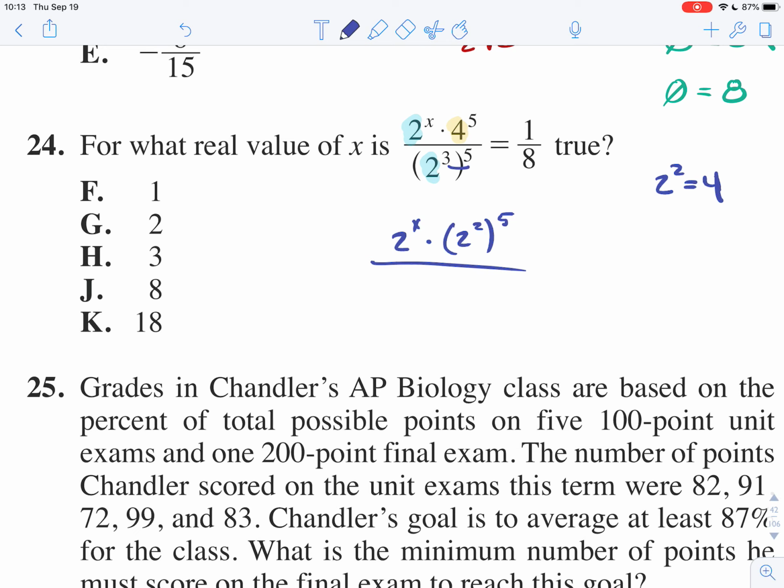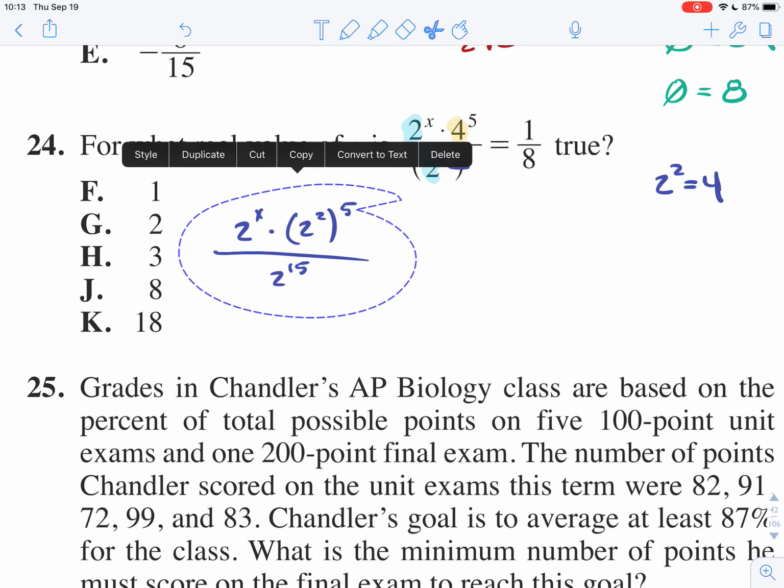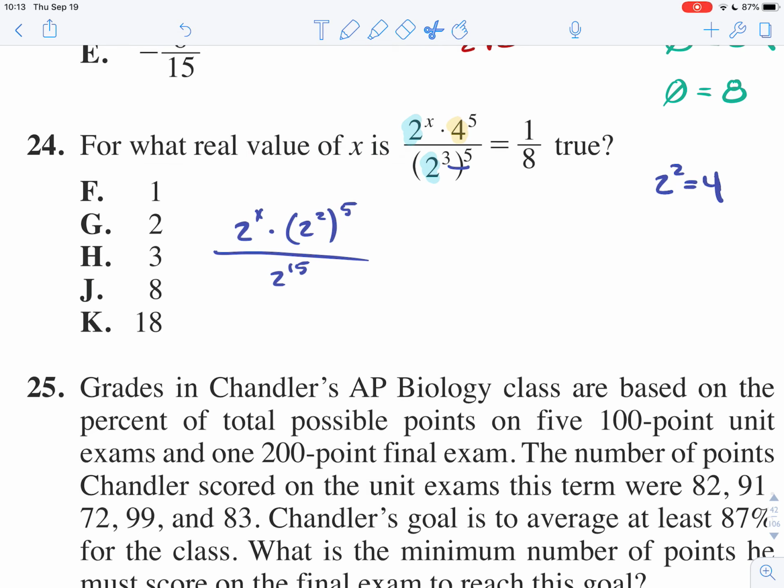Power rule of exponents states that power to a power we multiply. That's going to be 2 to the 15th power. Alright. And this is all equal to 1/8, right? I am going to save some space here and I will simplify and then I'll set it equal to 1/8 at the end here. So if we simplify our numerator one time, we'll leave 2 to the x to start.